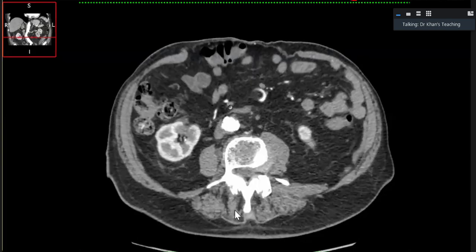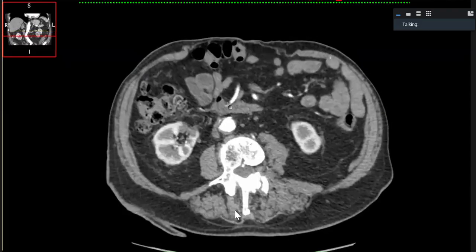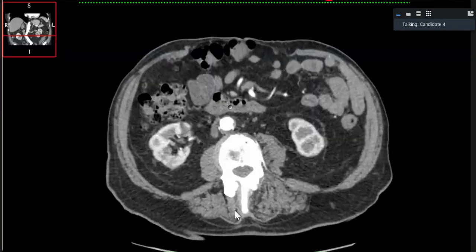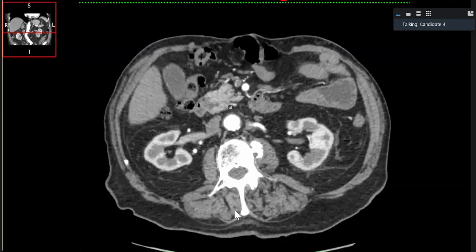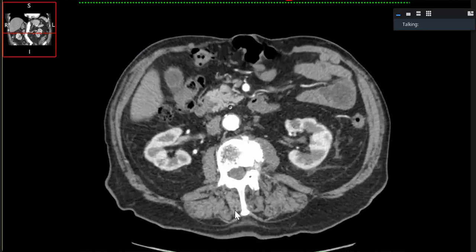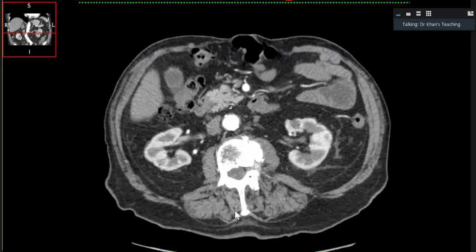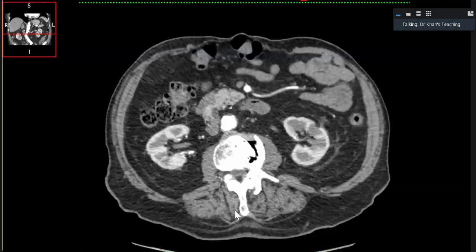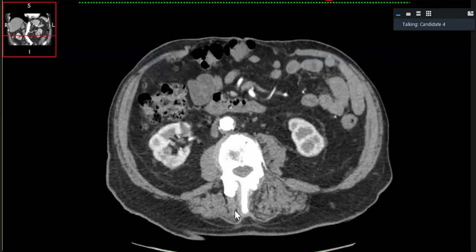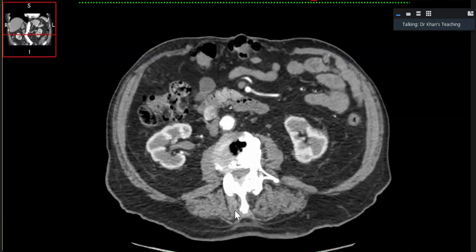Which one? It's a specific triangle in this area. So what else should you rule out then? I would rule out any other lesion. Yes, sir. Any other lesion?